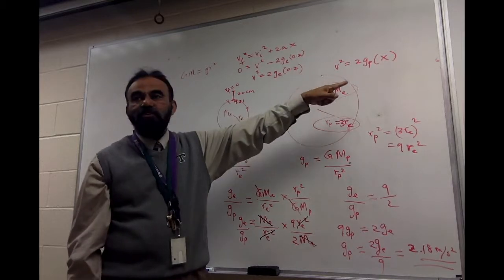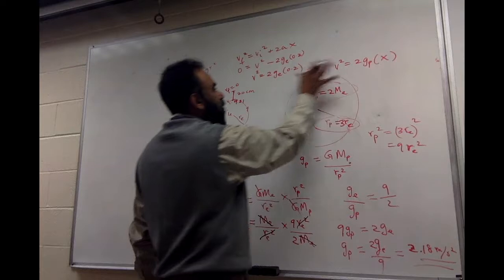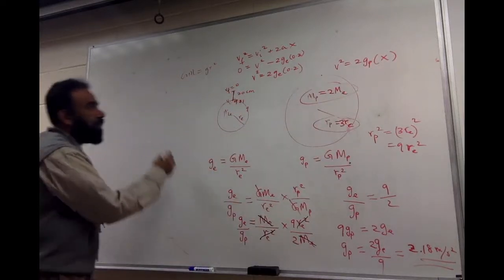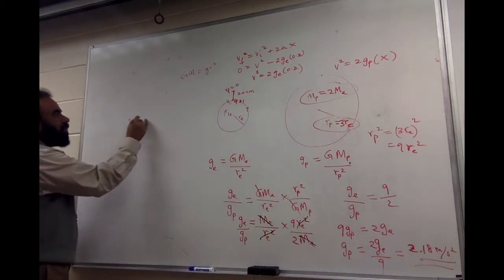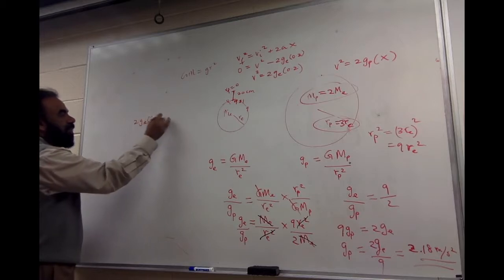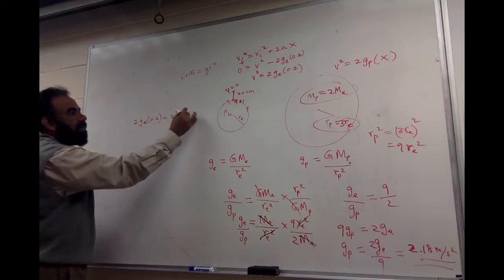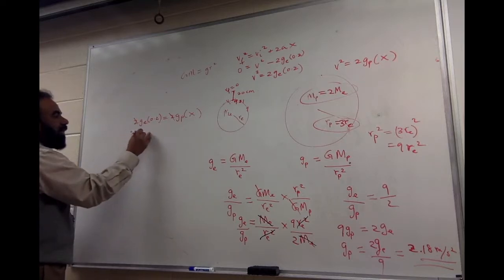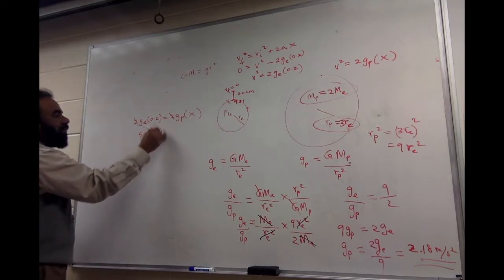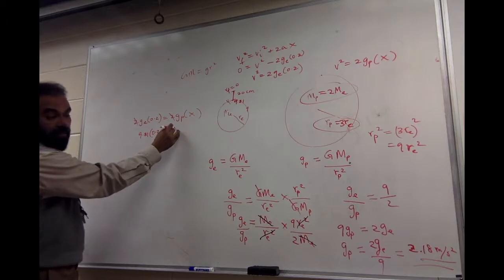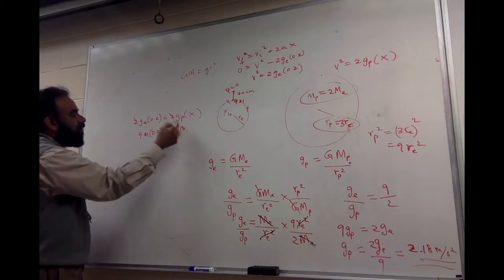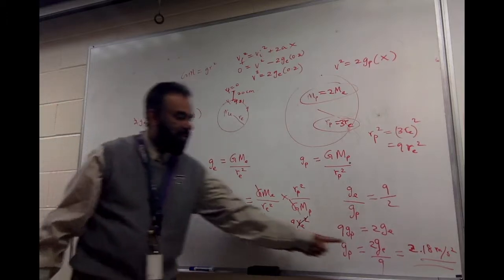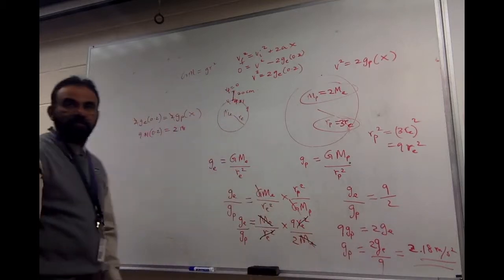And how high it takes you can be seen from here. So if you equate this with this, we have 2GE times 0.2 is equal to 2GP times x. 2 cancels off, and you know 9.81 is over here times 0.2, and you know this one is 2.18. Or you can even replace that with 2GE over 9. You can do that.